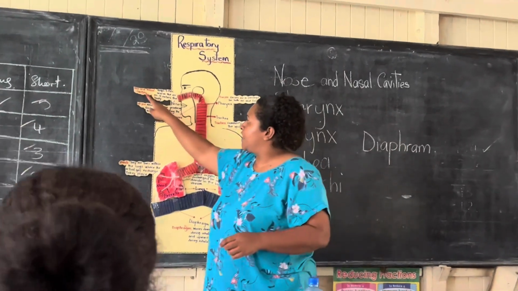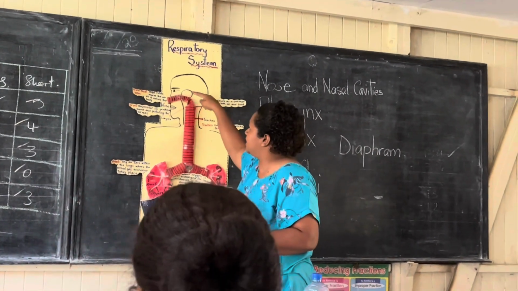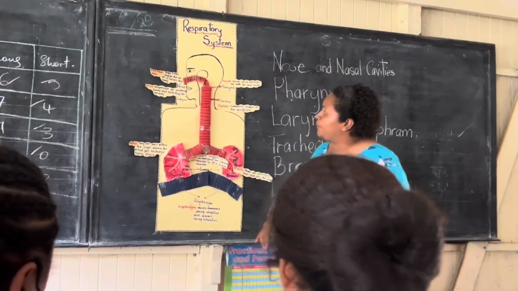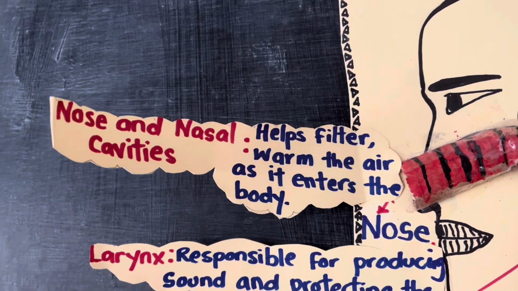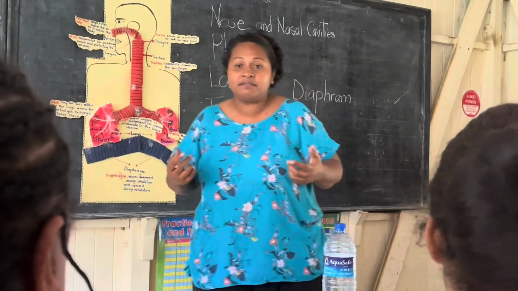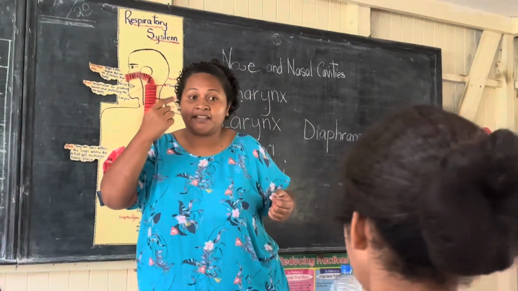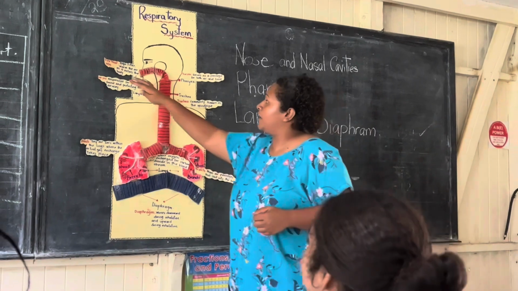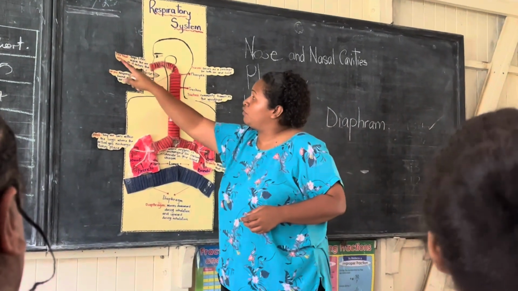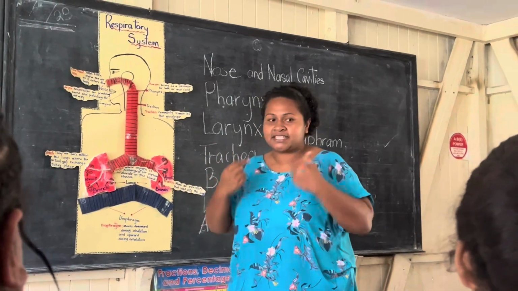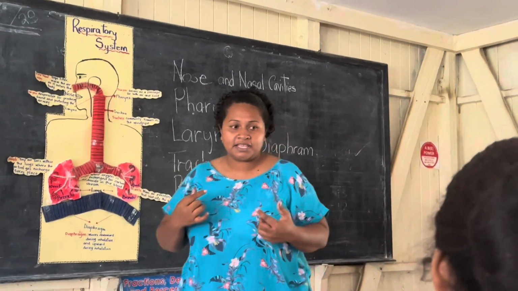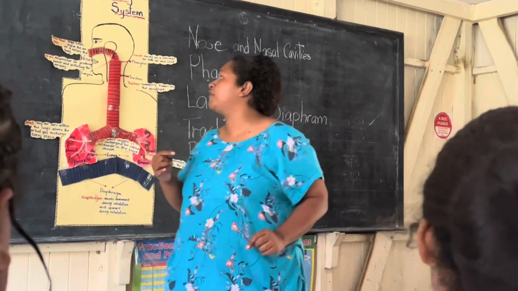First of all, we're learning about the nose and the nasal cavities. This is what they do: they help filter and warm the air as it enters the body. Breathe in. What is going inside? The air. So the function of the nose is to filter and warm the air as it enters the body. Now you understand?